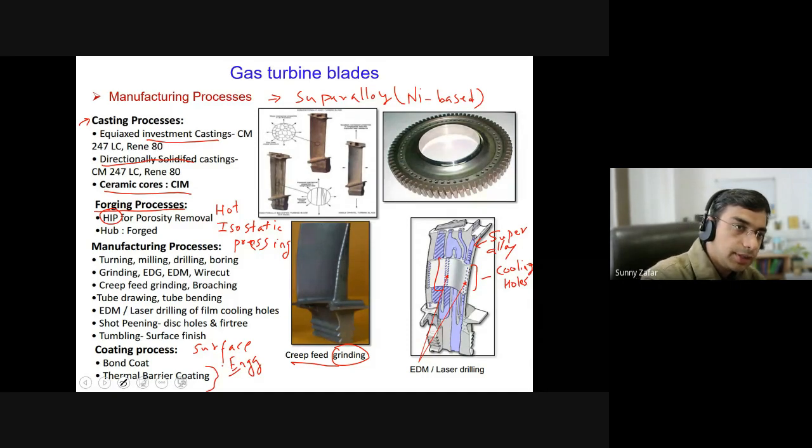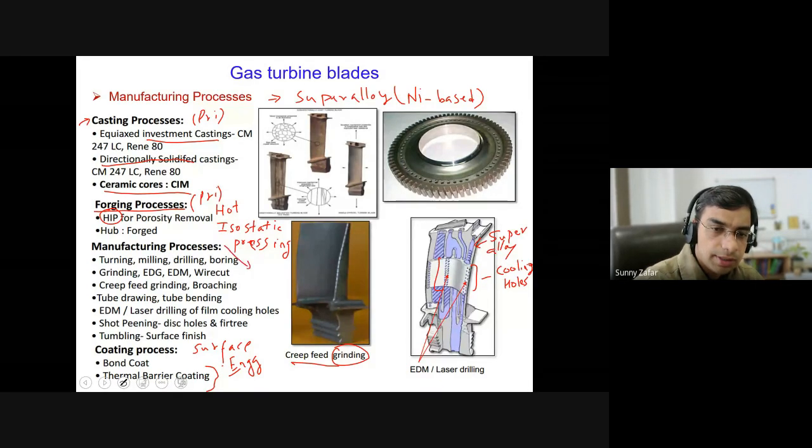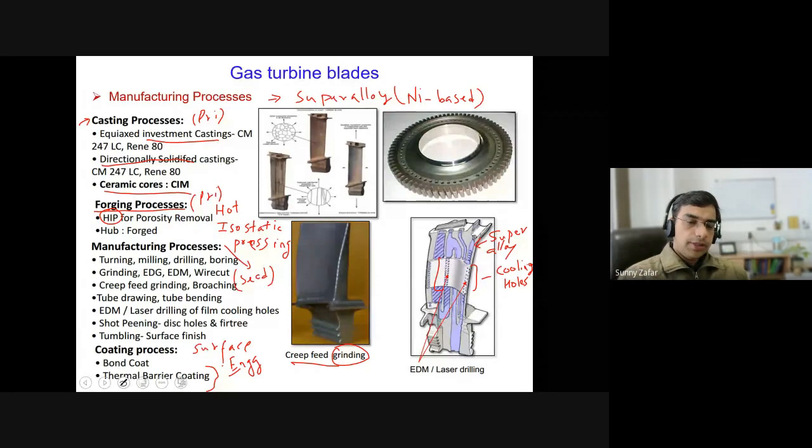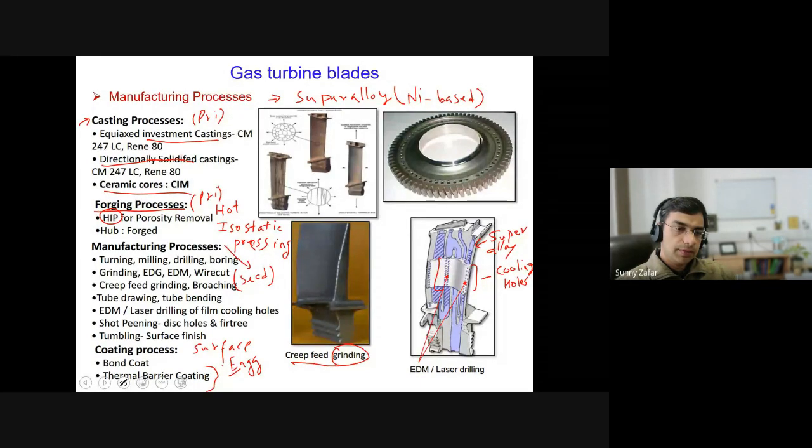And of course, this is the primary manufacturing process. This is also a primary manufacturing process. Then this here is the secondary manufacturing process. So any product undergoes primary manufacturing processes, then secondary manufacturing processes, and lastly the surface is finished.